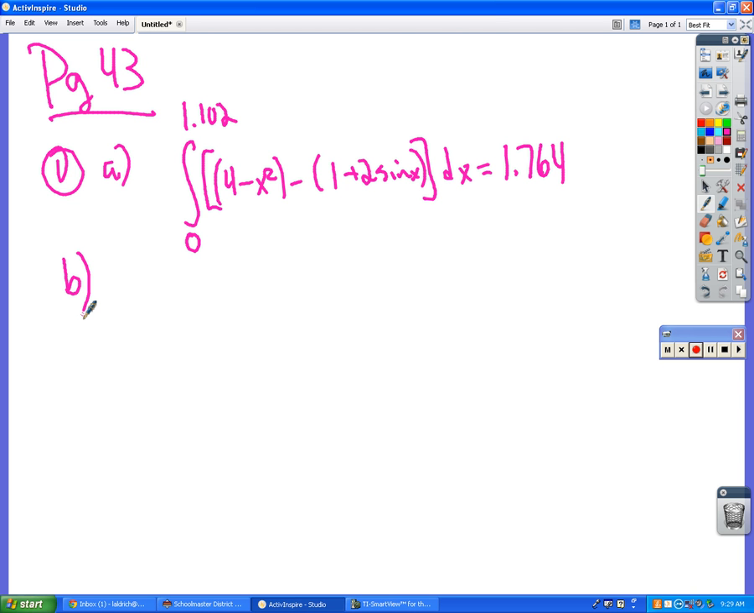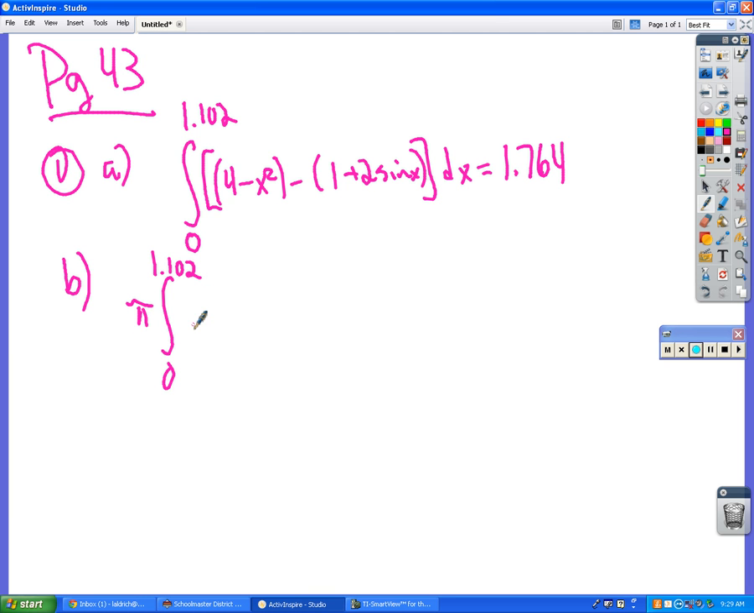Do better than that. Okay, so the next part says find the volume of the solid generated when R is revolved around the x-axis. So we're still going from 0 to 1.102. But now since we're rotating the thing, what are the cross sections? Since you're rotating it, what shape? Circles. Yeah. Okay? So that means we have to do the pi r squared thing.